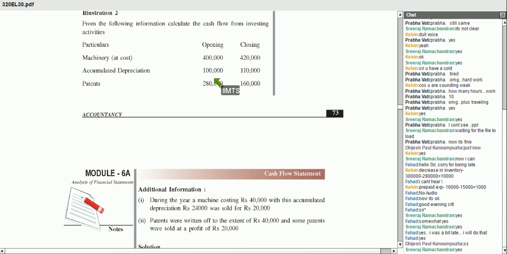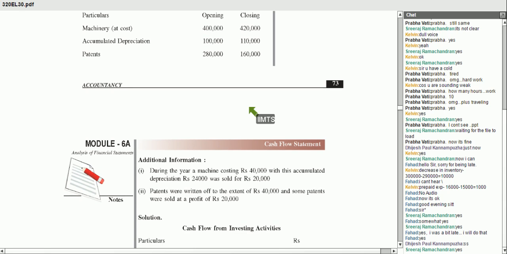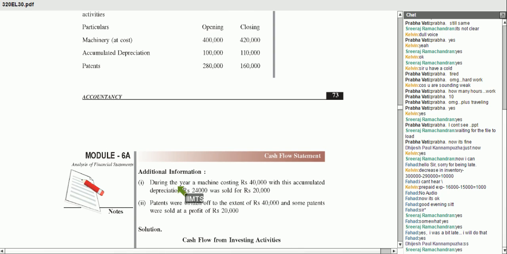Patents. I hope all of you know what patents are. Patents means the rights. At the beginning of the year it was 2,80,000. At the end of the year it was 1,60,000. Right. Now let's see the additional information which is given apart from this. During the year, a machine costing rupees 40,000 with accumulated depreciation of rupees 24,000 was sold for rupees 20,000. Patents were written off to the extent of rupees 40,000 and some patents were sold at a profit of 20,000. So these two additional pieces of information are given.